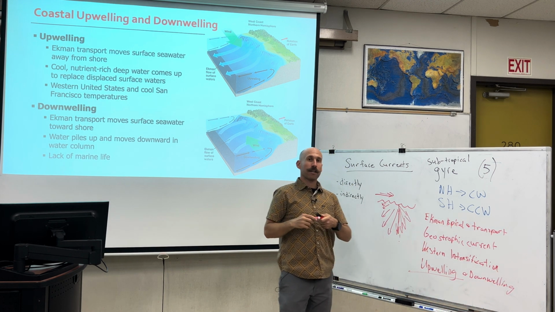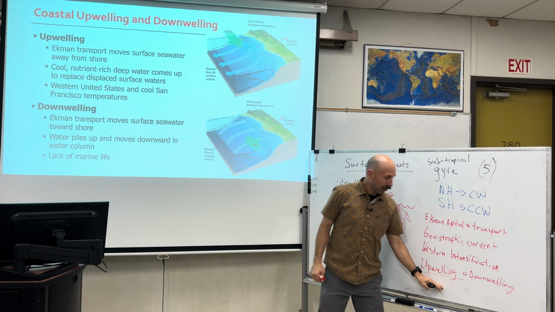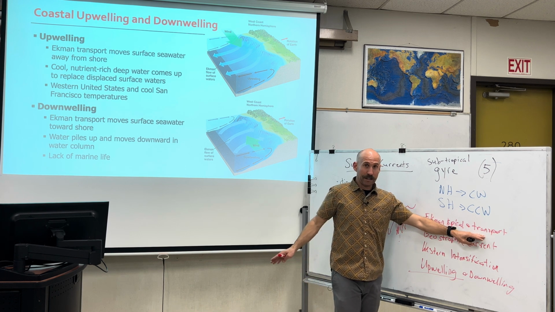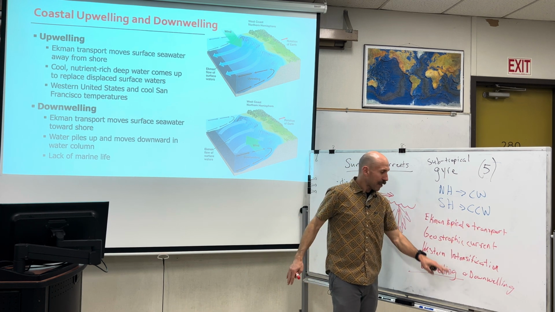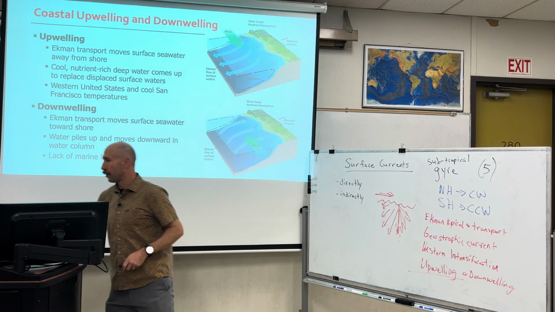But for our objective here today, we're talking about surface currents. Upwelling occurs because Ekman spiral and transport carry water 90 degrees from the direction of the wind, thereby allowing the processes of upwelling or downwelling to occur.